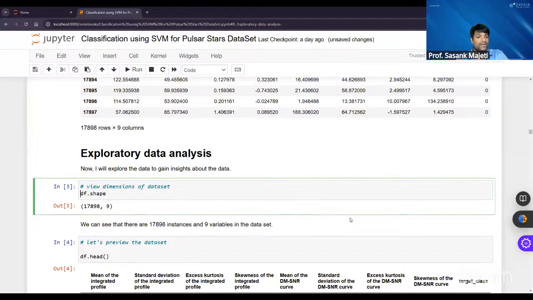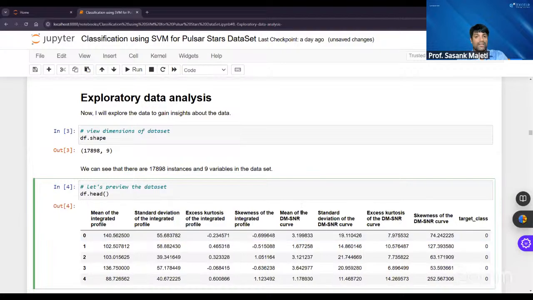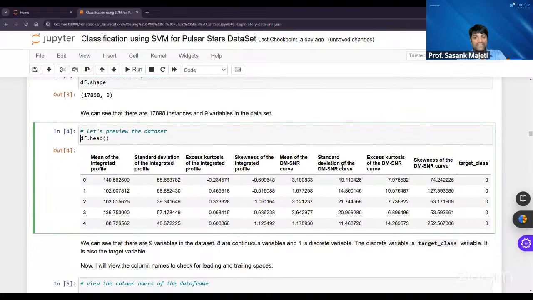The next thing is, let us go with the EDA process. So let us see the dimensions, right? The shape is nothing but the number of rows and number of columns in the data set. Now, if you go to the head of the data set, which is just to check whether the data set is loaded properly or not. I also told you that, right?